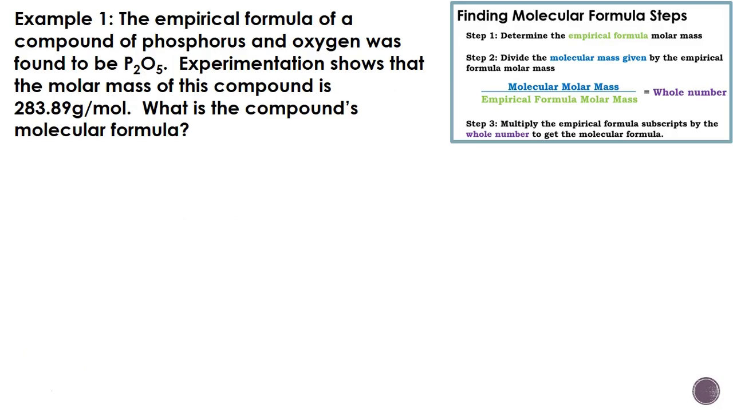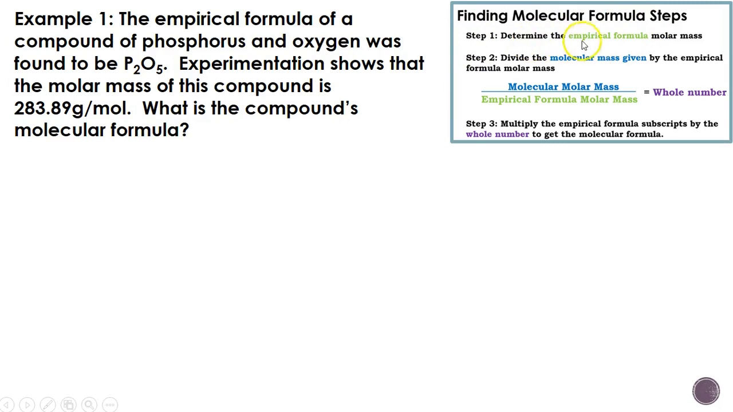In example number 1, it says the empirical formula of a compound of phosphorus and oxygen was found to be P2O5. Experimentation shows that the molar mass of the compound is 283.89 grams per mole. What is the compound's molecular formula? So what you want to do is take a look at the steps for molecular formula.